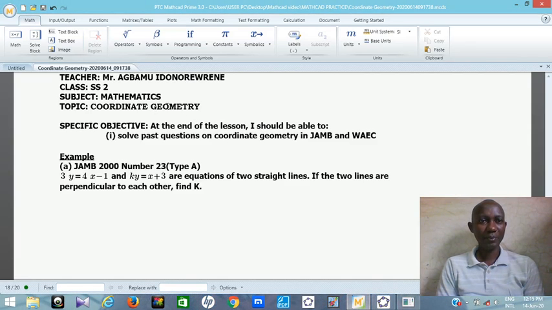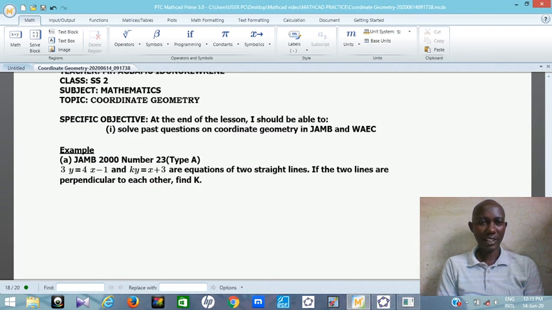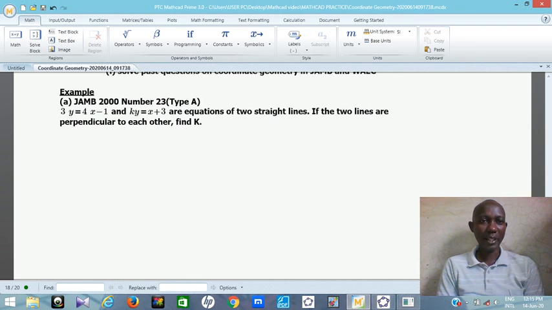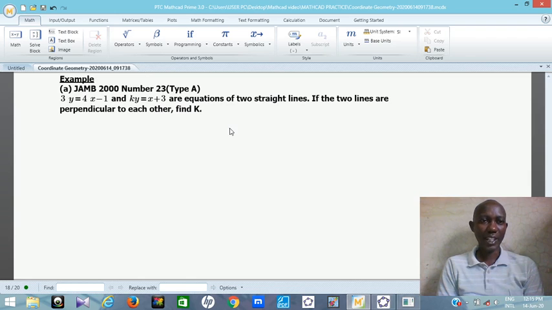Today I'm going to teach you how to solve some problems on the topic coordinate geometry. And I'm going to focus on these past questions, JAMB past questions and WAEC past questions. So the first question I have here is taken from JAMB 2000 and the type I have here is type A. So take note of that. So let's start with this question.